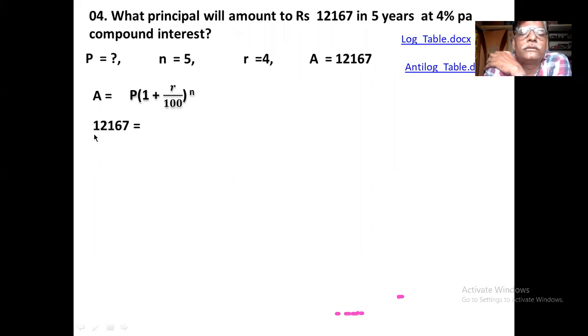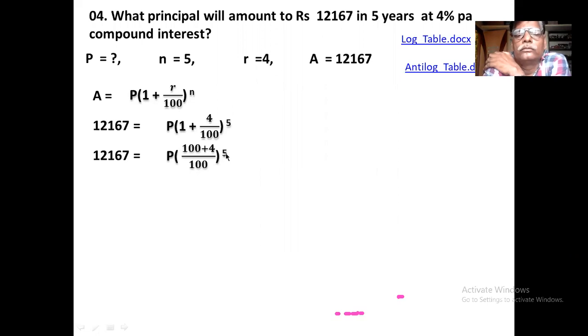A is 12,167. P is unknown. 1 plus 4, R is 4 divided by 100, raised to 5. Okay. 12,167 is equal to P into 100 plus 4 divided by 100 raised to 5. Then 12,167 is equal to P into 104 divided by 100 raised to 5. 12,167 is equal to P into 1.04 raised to 5. Any doubt about this? This is the simple calculation.